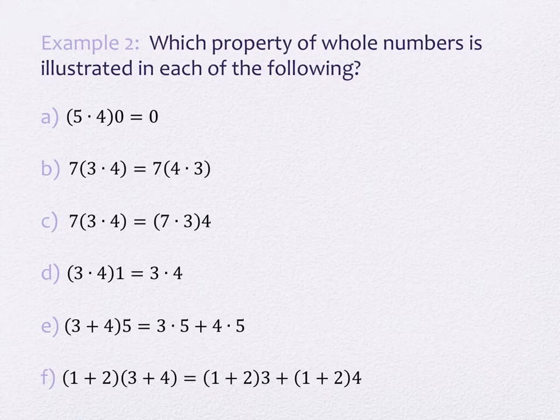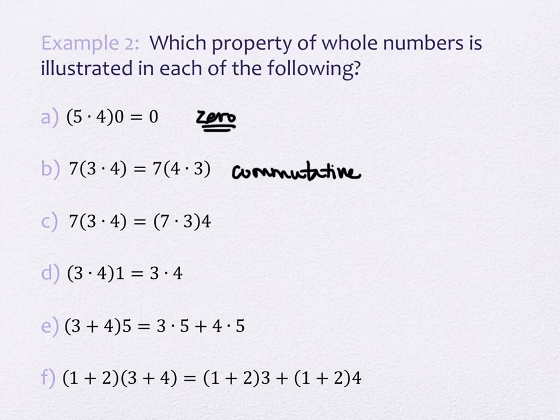Okay, what did you guys get for A? That is the 0 property. Good. How about for B? Good, that's commutative. That's another one where there's 3 in there, so it's sort of meant to make you really think, but it is commutative because what's really changing place is the 3 and the 4, right? The parentheses don't switch anything, just the 3 and the 4 switch.